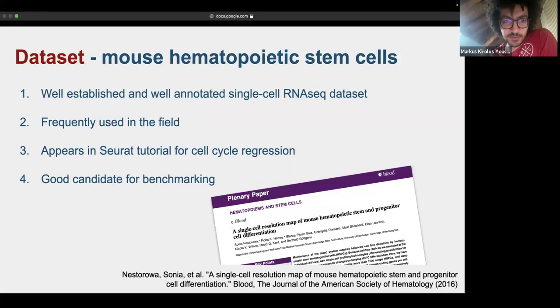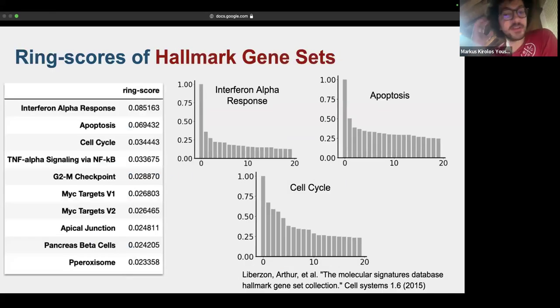This is just a proof of concept that what we're doing works in some sense. Here we have a data set of hematopoietic stem cells. These are blood cells, bone marrow cells of mice, and they're particularly useful because not every cell is actively participating in the cell cycle, but these ones do.